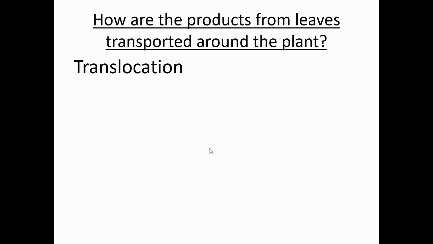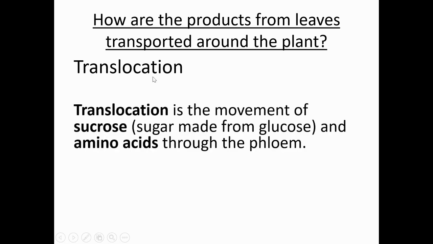How are the products from leaves transported around the plant? This is the other use of the vascular bundle. So far, we've seen that water and ions move upwards. How does stuff get back down again? And how do the products from the leaves get transported? Well, not transpiration this time, but translocation. This is a key word for today's lesson, and it means the movement of sucrose or sugar and amino acids through the phloem.